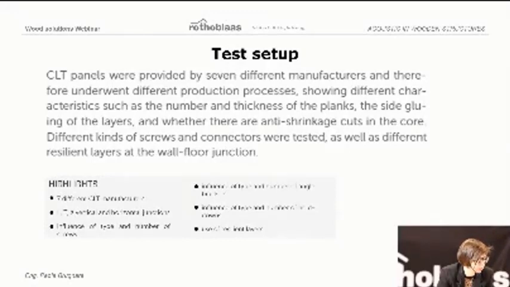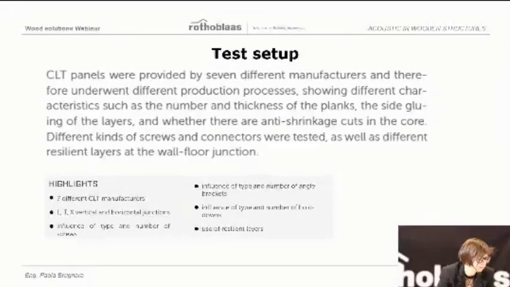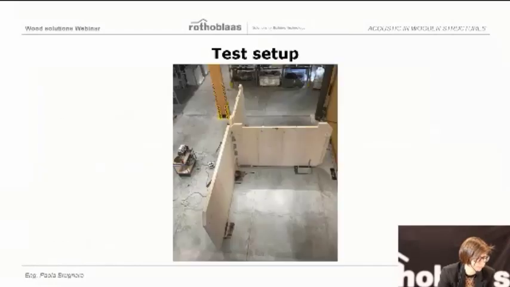We tested different junctions, the connection between wall and wall, and the connection between wall and slab. We tested different types of angle brackets and different types and numbers of screws. Of course, we also tested the difference of having and not having resilient layers. Here are some pictures of the test setups.